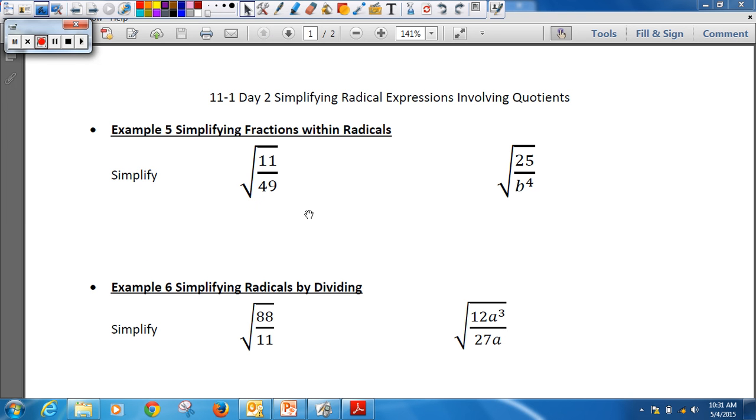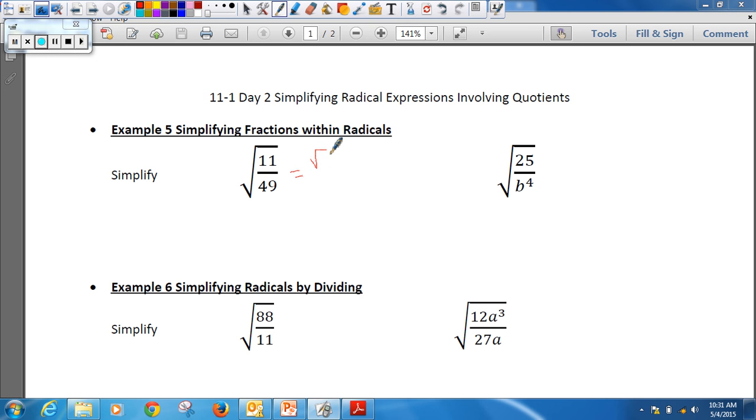Today we will be simplifying radical expressions that involve quotients. So we will have fractions that we will be dealing with. Example 5 starts with simplifying fractions within radicals. What we do here is we just divide it into the numerator and denominator and simplify each one individually.